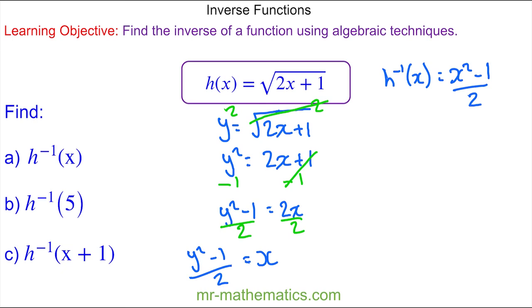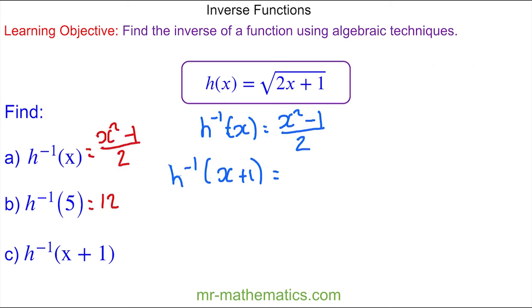And for question B, we'll substitute x as 5. So the inverse function of 5 is 5 squared minus 1 over 2. 24 over 2 is 12.